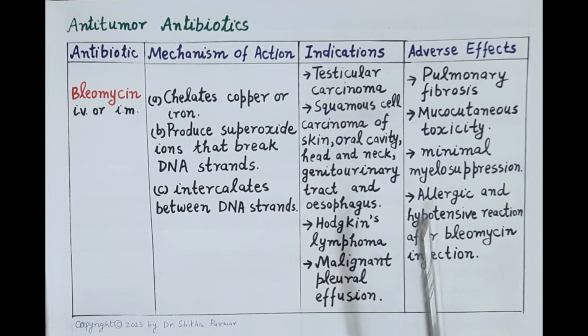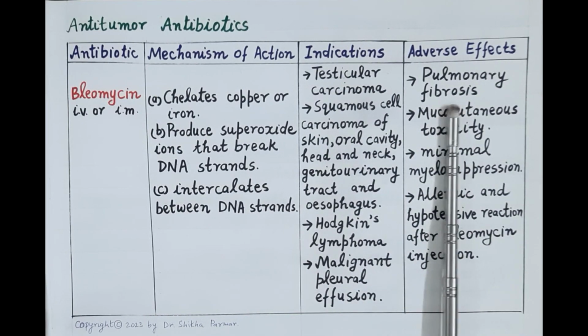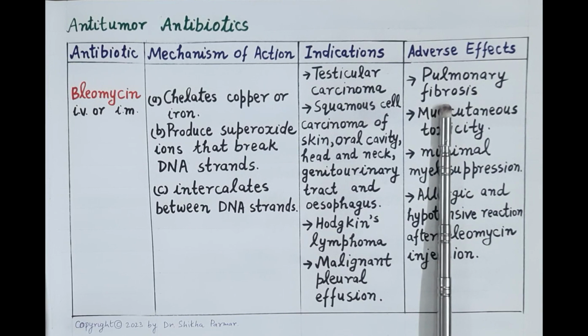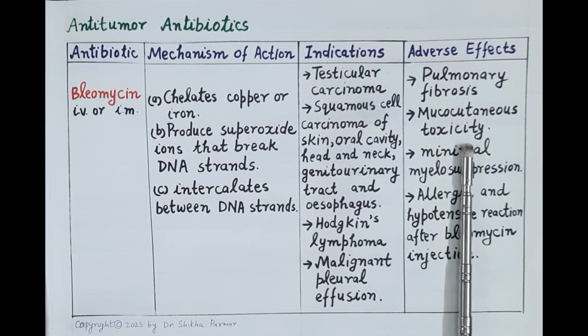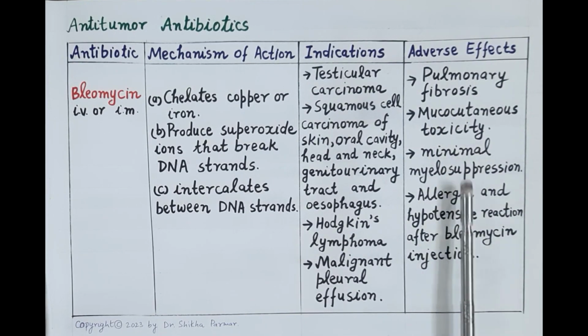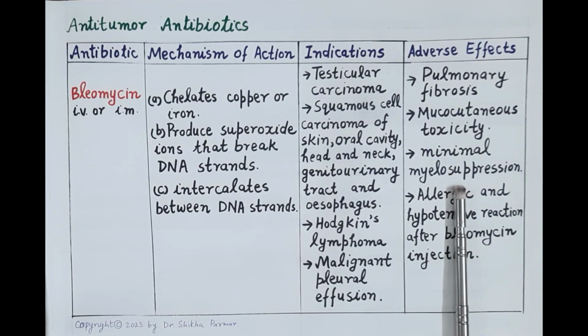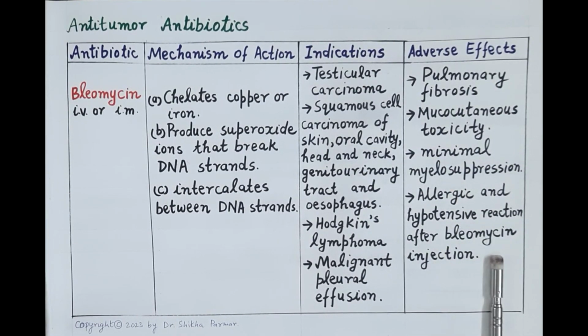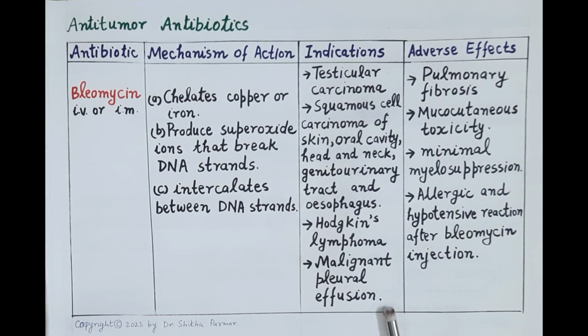Now, specific toxicity of bleomycin is pulmonary fibrosis. Other toxicities are mucocutaneous toxicity. It also produces myelosuppression, but that is very minimal, that is very less with bleomycin compared to other anti-cancer drugs, and injection of bleomycin can cause allergic and hypotensive reaction. So this is in brief on the pharmacology of anti-tumor antibiotics, a class of anti-cancer drugs.